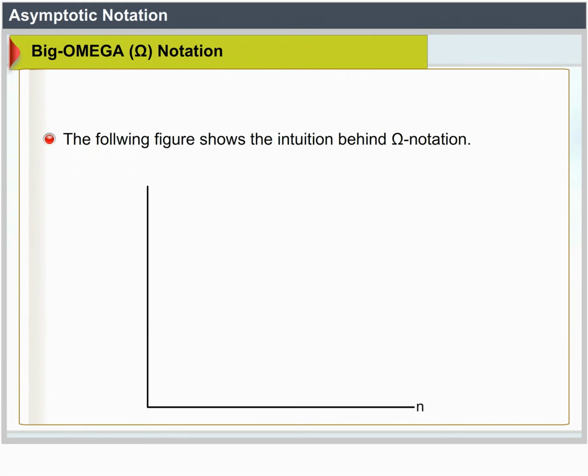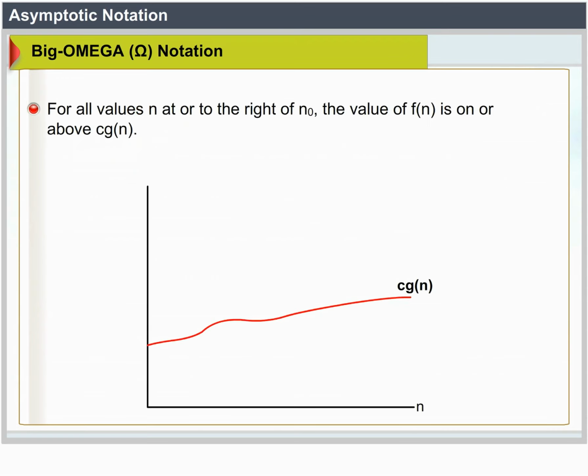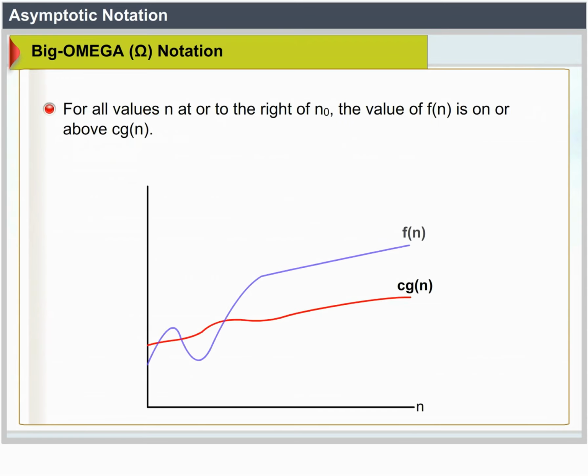This figure shows the intuition behind big omega notation. For all values n at or to the right of n₀, the value of f(n) is on or above cg(n).